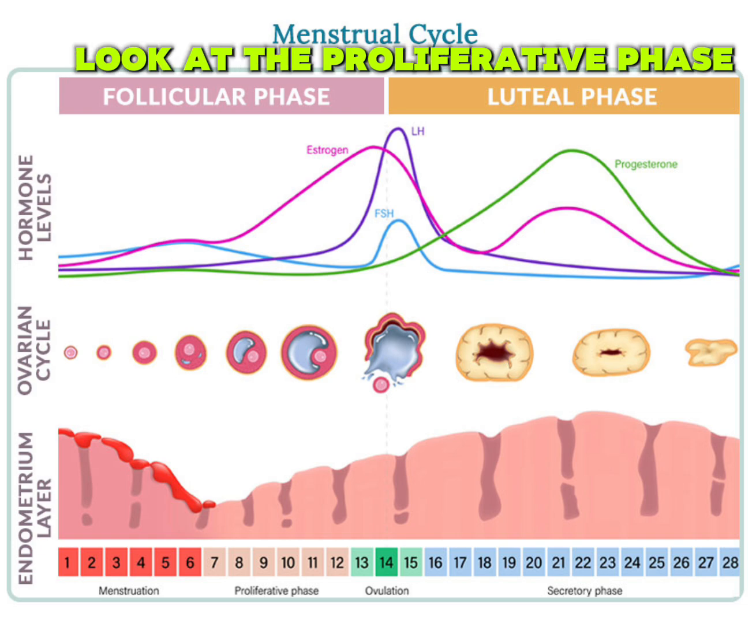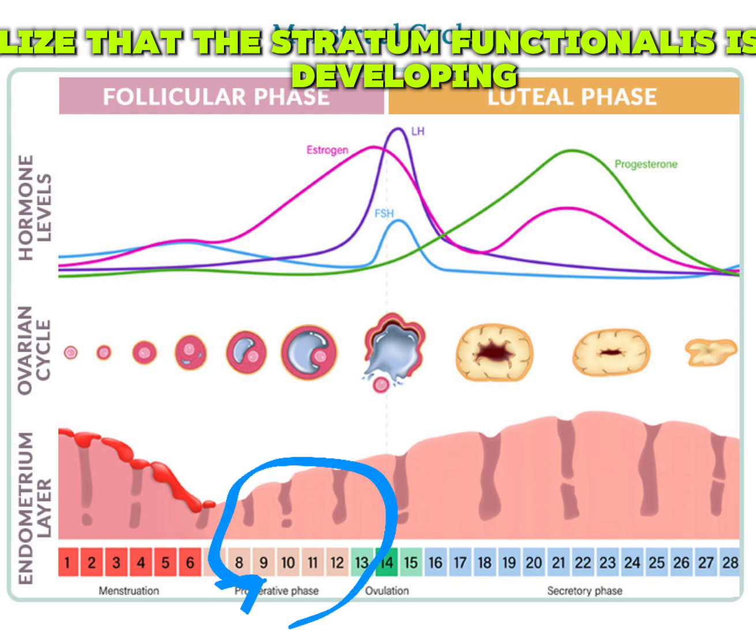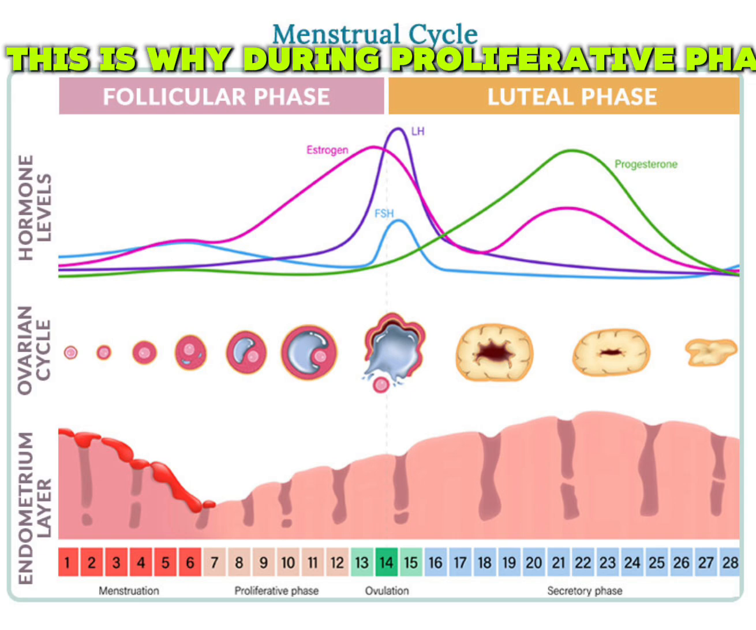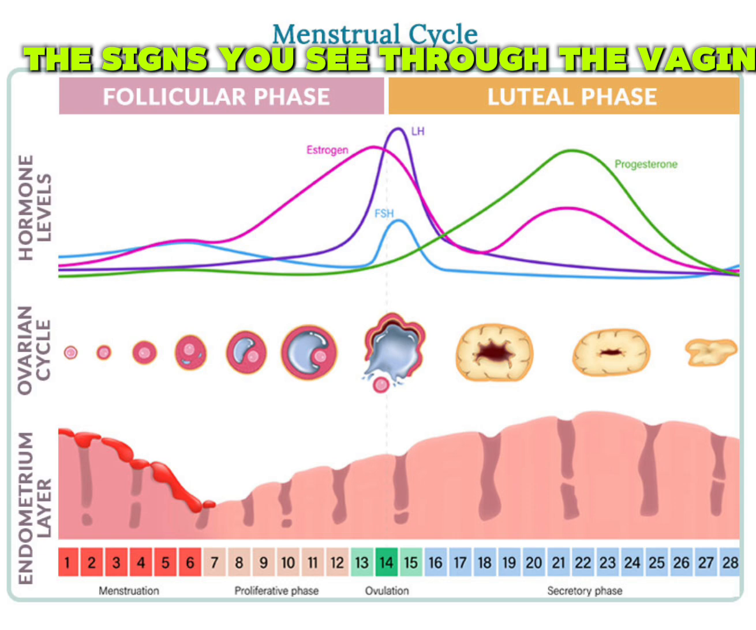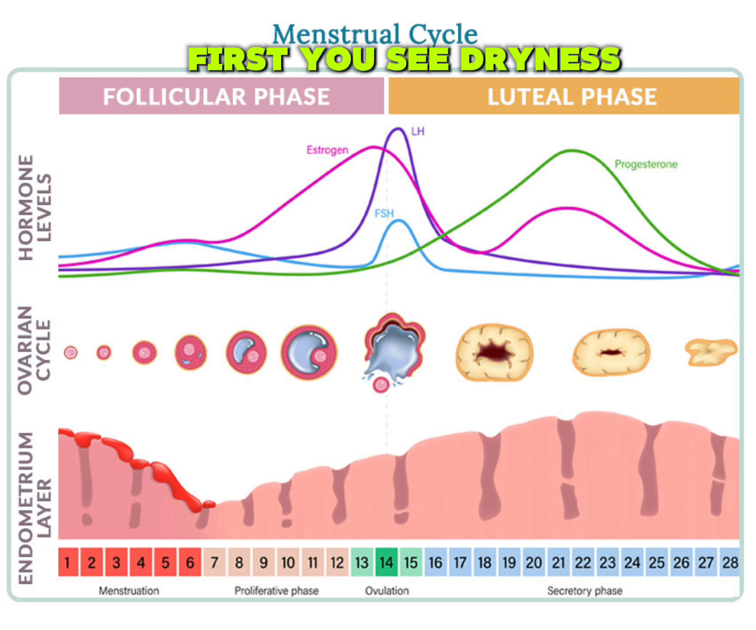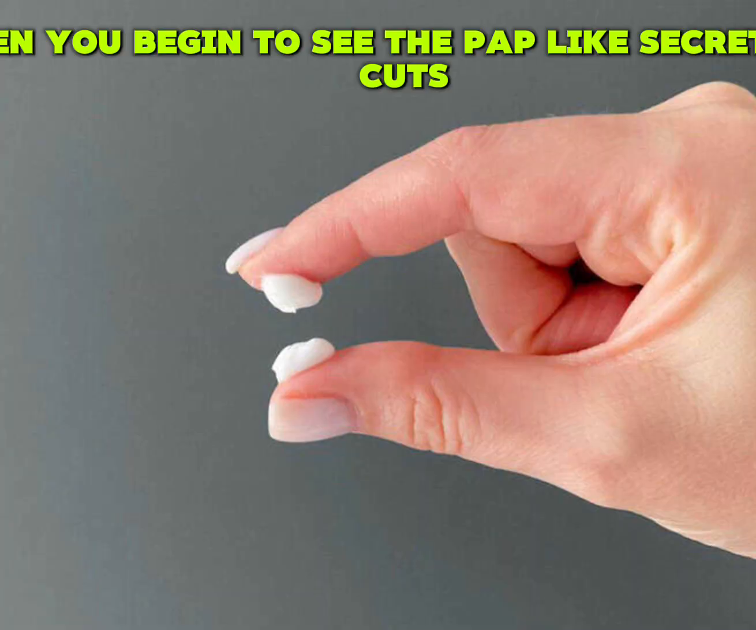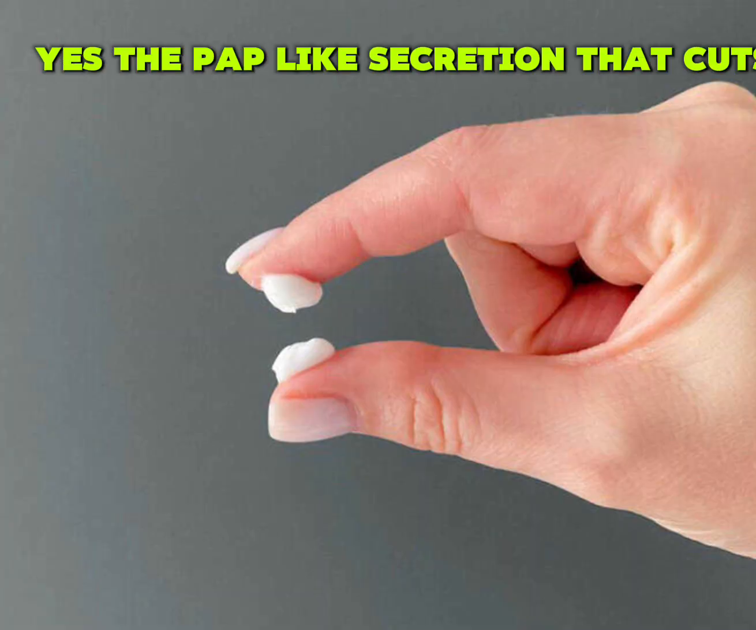Look at the proliferative phase. Realize that the stratum functionalis is still developing. So it is not so tortuous. Even the glands are growing too. This is why during proliferative phase, the signs you see through the vagina, first you see dryness, and then you begin to see the paste-like secretion that cuts.